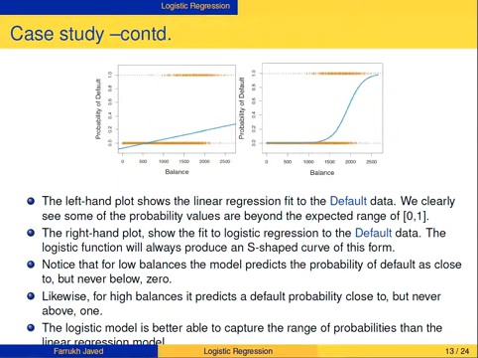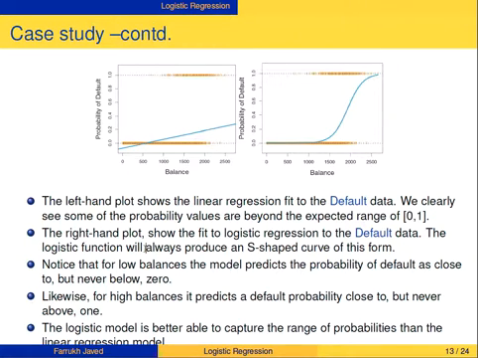Here we have two plots showing the default probabilities. The left-hand plot shows the linear regression fit. We fit a linear regression to the default data, and we clearly see some of the probability values are beyond the expected range. Here in this region, we have some negative probabilities, which is not possible. This happens because we are forcing our data to follow a linear regression pattern, which is not right. It is not linear, it is non-linear. The right-hand plot shows a logistic regression fit to the default data.